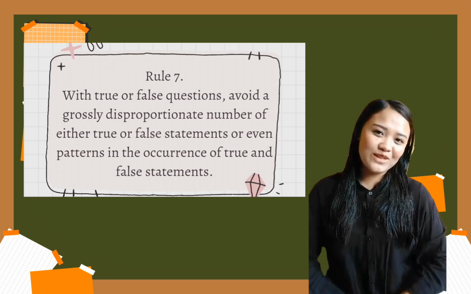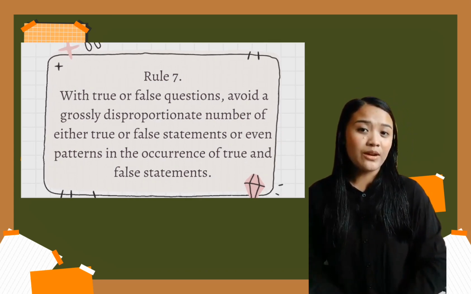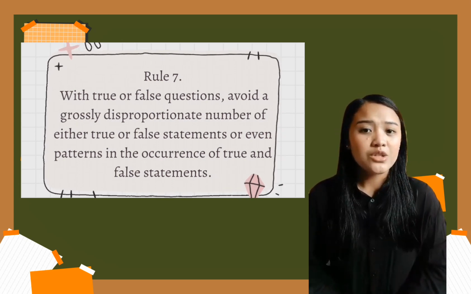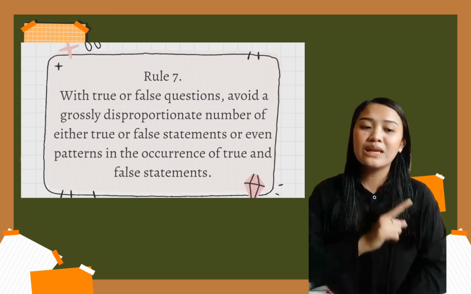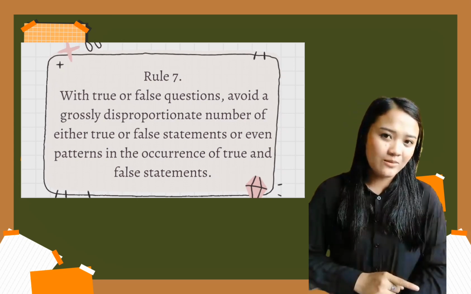Good day, I am Gwen Montero, and today I was assigned to discuss rule number 7 of the true or false topic. Rule number 7 says that with true or false questions, avoid a grossly disproportionate number of either true or false answers, or any pattern in the occurrence of true and false statements.